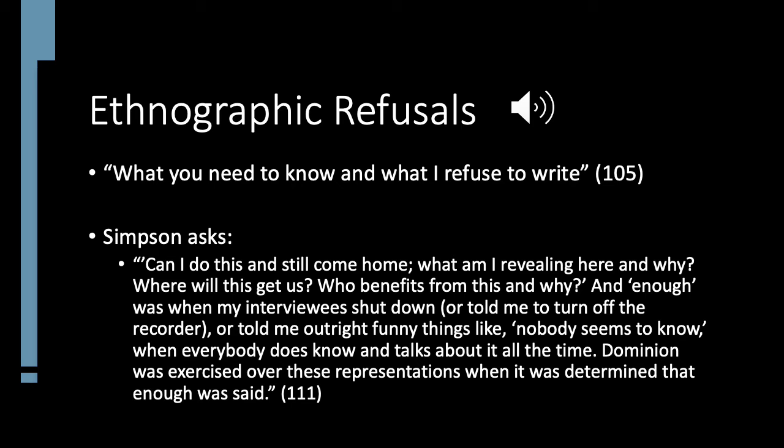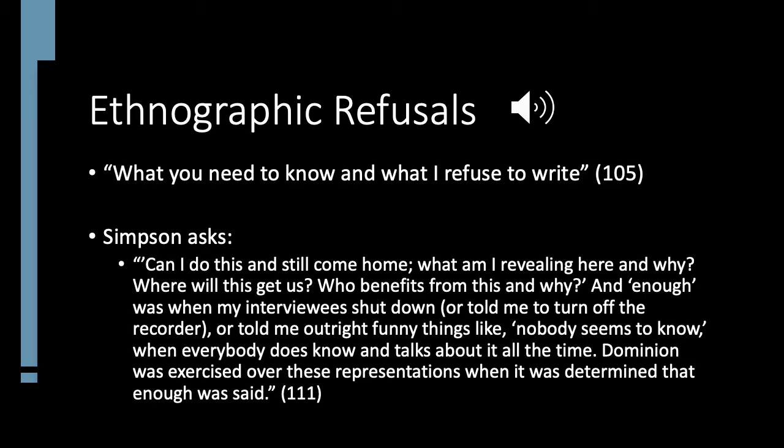An ethnographic refusal refers to the tension between what you need to know and what I refuse to write. Basically, she is intentionally refusing to write things for political reasons and saying, you don't need to know that. I don't know who you are. You don't need to know that. This is information that is real and important to Mohawk people, and it's not for you, necessarily.